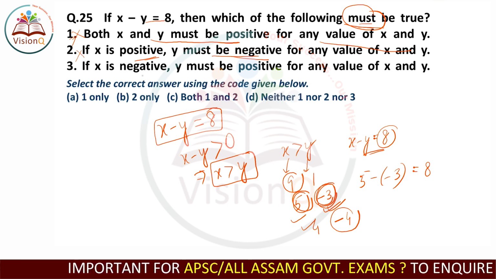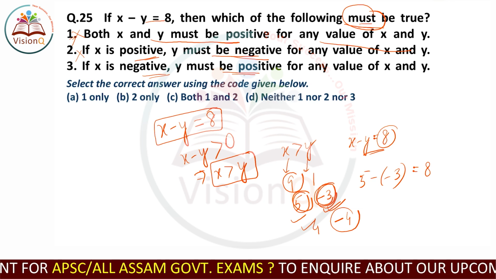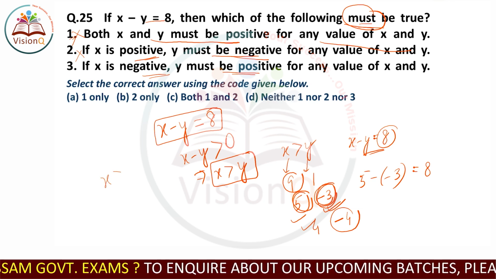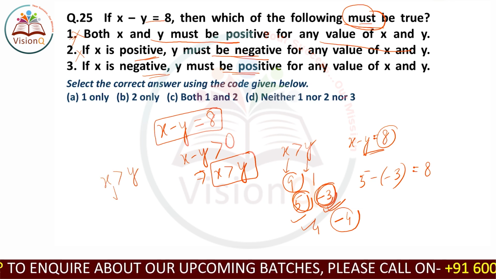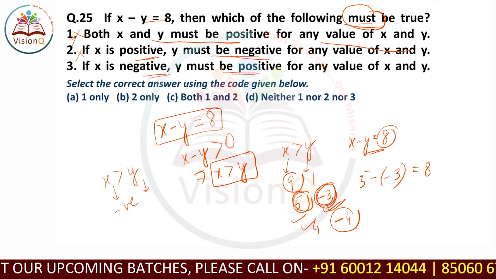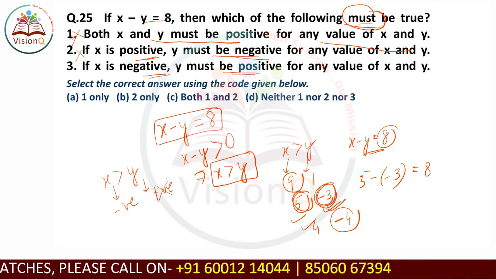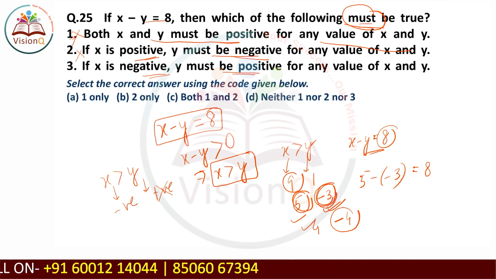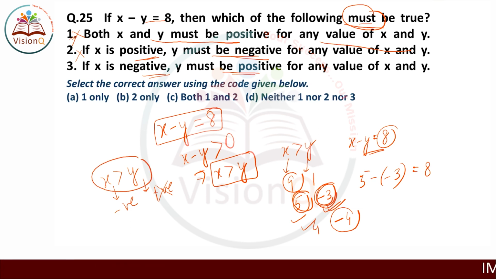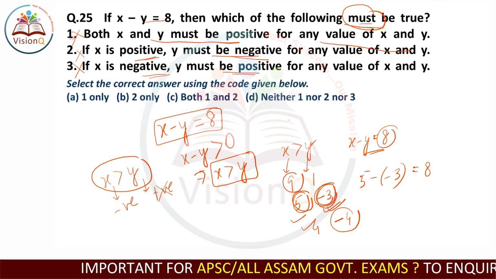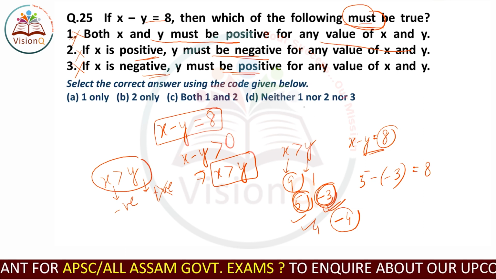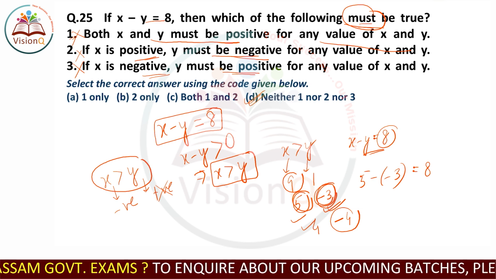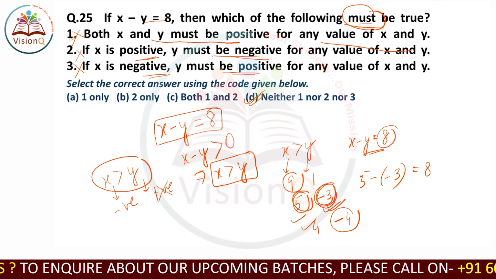Third statement says that if x is negative, y must be positive. Now, since x should be greater than y, if x is negative, y cannot be positive, no? Because if y is positive, then y becomes greater than x, which is not the case here. x should be greater than y. So if x is negative, y cannot be positive. So this statement is also wrong. So the right answer is neither of these three is right. That means answer is option number D. Neither 1 nor 2 nor 3 is right.